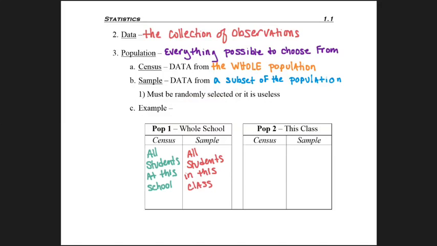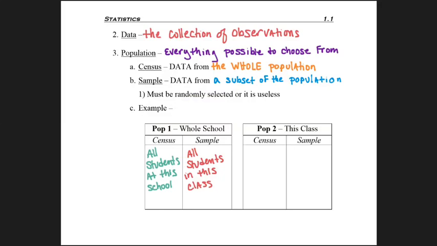Now, one thing I want to point out is in both cases, I use the word all. So even in a sample, you can see the word all just because of the way it was used in the sentence. So don't think all means that you have a census. But keep in mind, the census and sample are relative to your population.